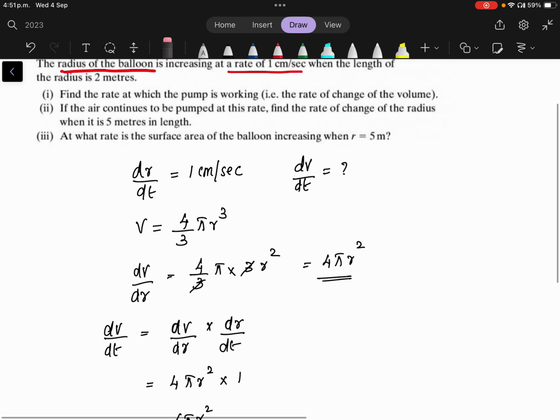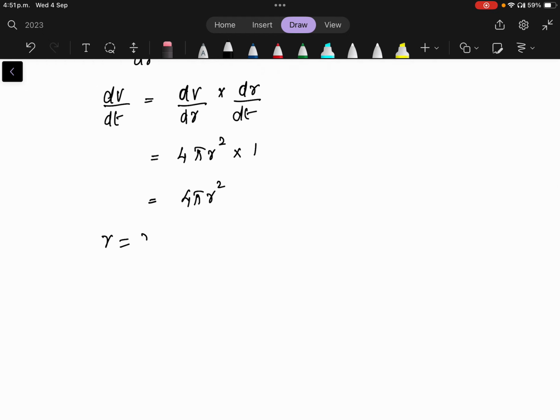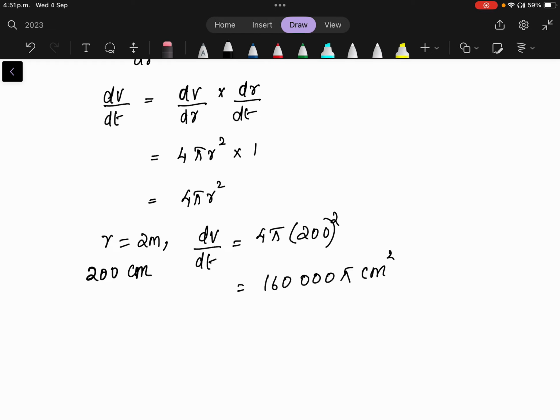Now the question is, find the rate at which the pump is working. They have mentioned in the question that the length of the radius is 2 meters. So here we can write that when r is equal to 2 meters, dV by dt is equal to 4 pi into 200 square. Because this is meter and the other has to be put in centimeter, this is 200 centimeter, and that will come to 160,000 pi centimeter cube per second. So this is for the volume.